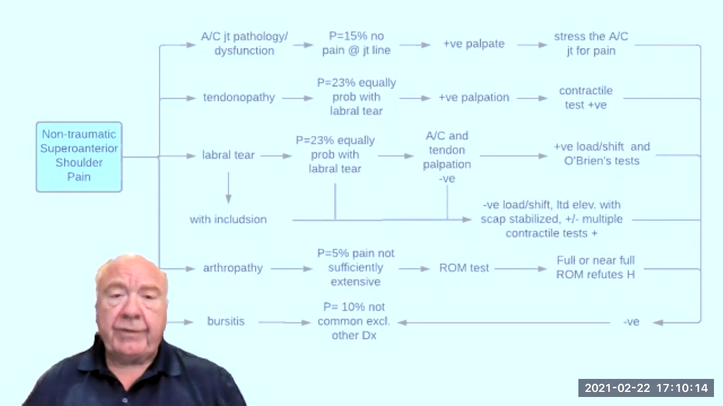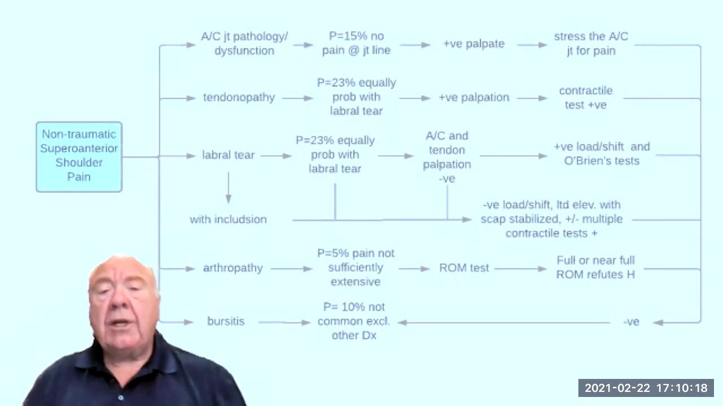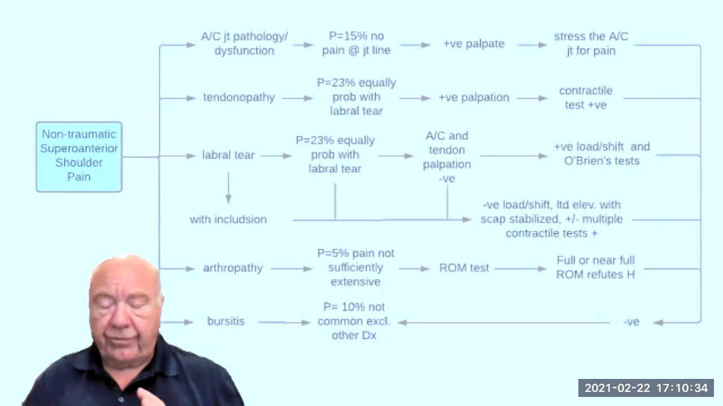Now, what I've done here with the pathologies is kept them fairly general, but looked at the main pathologies that you're going to work with. So what we've got here is AC joint pathology, tendinopathy, a labral tear, including a labral inclusion, arthropathies, arthritis, arthrosis, etc., traumatic arthritis and systemic, and also bursitis.